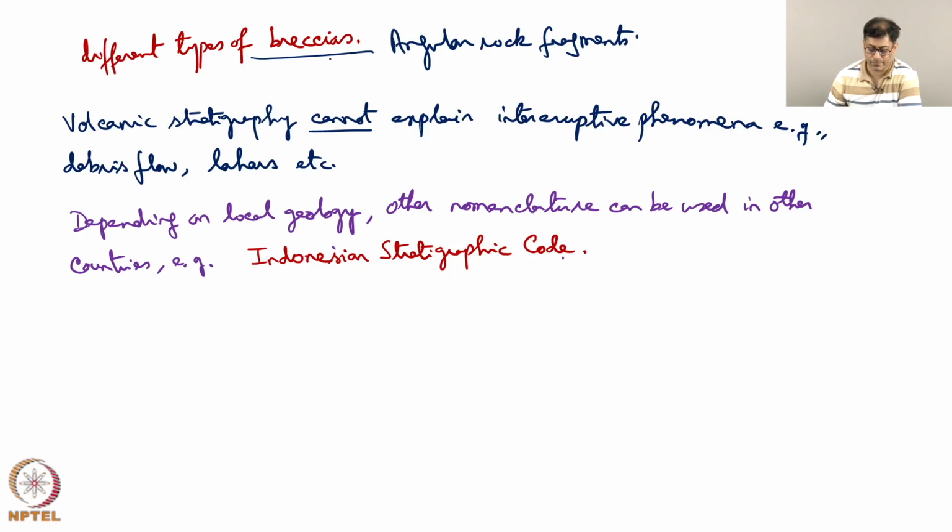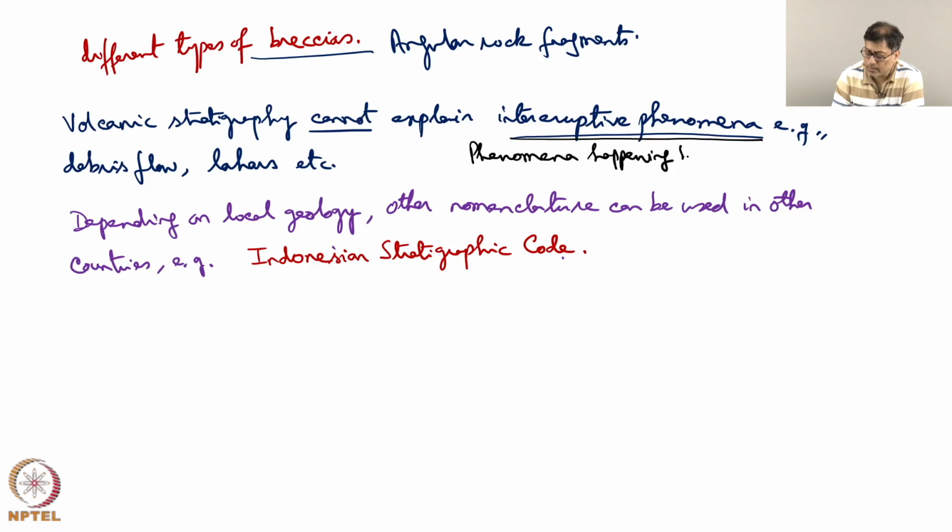Now, note that the volcanic stratigraphy cannot explain the inter-eruptive phenomena. Inter-eruptive phenomena, what does this mean? Between two eruptions, whatever happens is the inter-eruptive phenomena. That means phenomena happening between two eruptions from the same volcano.